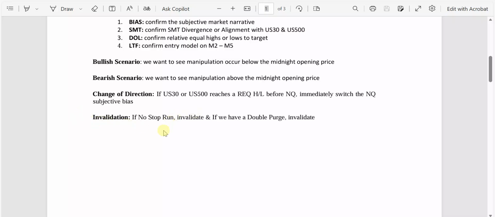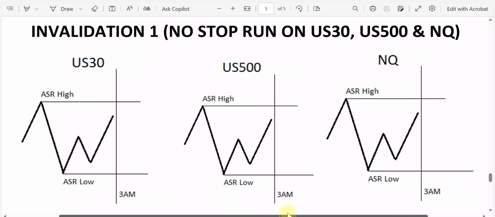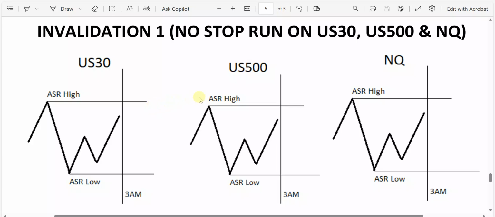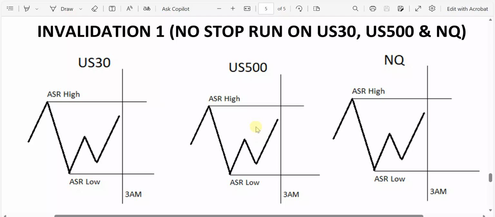So usually, when should I invalidate my session? If you don't have a stop run, invalidate that session there. Without a stop run, there's no confirmation, right? Imagine you open your markets and US 30, there's no stop run. US 500, there's no stop run. NASDAQ, there's no stop run. I cannot participate in this market.